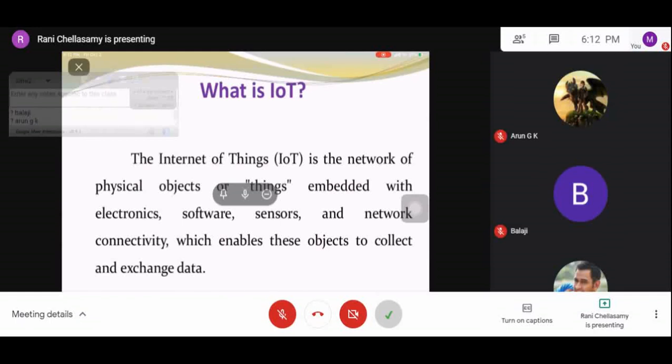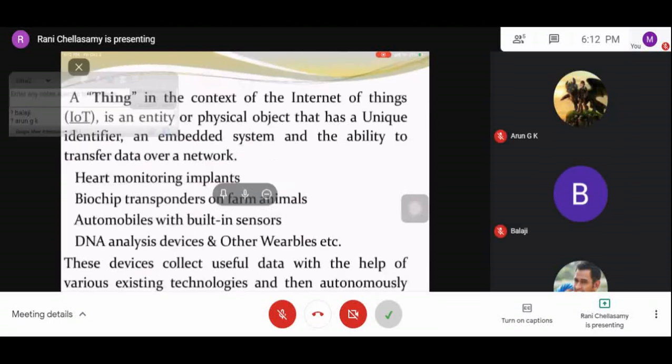So what is meant by a thing in the Internet of Things? In this context, a thing is a physical object, or we call it an entity. That object will have a unique identifier, an embedded system, and the ability to transfer information or data over the network. So this is nothing but an object which has a unique address, that is a unique identifier ID, and an embedded system useful for transferring the information gathered, and this information is shared over the network.